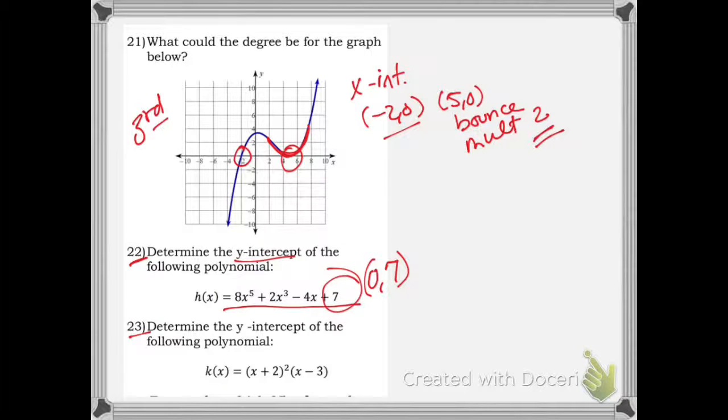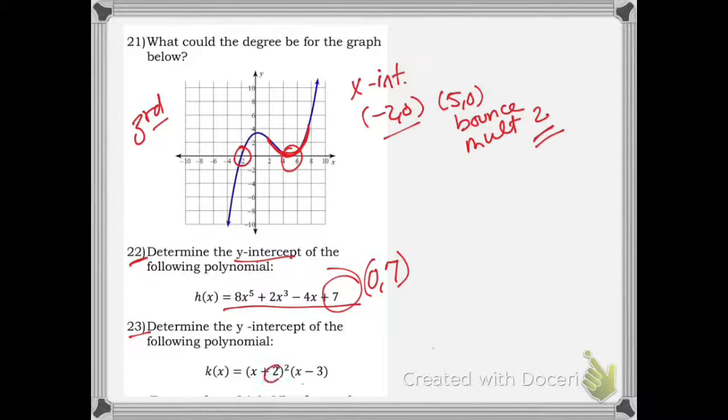Number 23, determine the y-intercept of the following polynomial. This right here, okay? Remember that if it's in this form right here, you've got to multiply the constants. Oops, sorry. I should have said we're multiplying the constants.